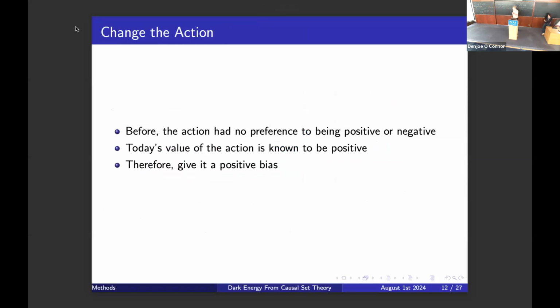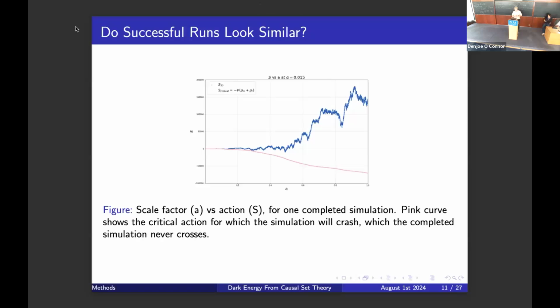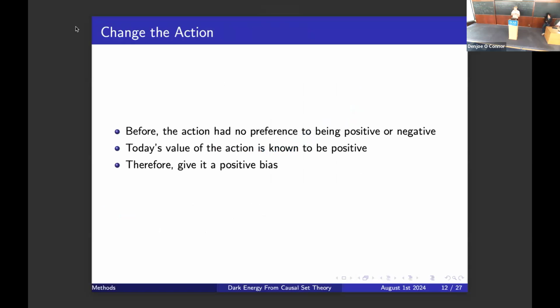And so now there are just things that we'd like to change. We want to be able to make more runs look like this, to have more runs be successful. If we want fewer runs to crash, or in this case to hit the pink line, then one of the things we'd like to do is give some sort of positive bias to the action to help it up, just to force it to stay above this line. Also, we know that the action we're dealing with should be positive for today's value. And therefore, that's another reason why you'd want to give some sort of positive bias to the action.